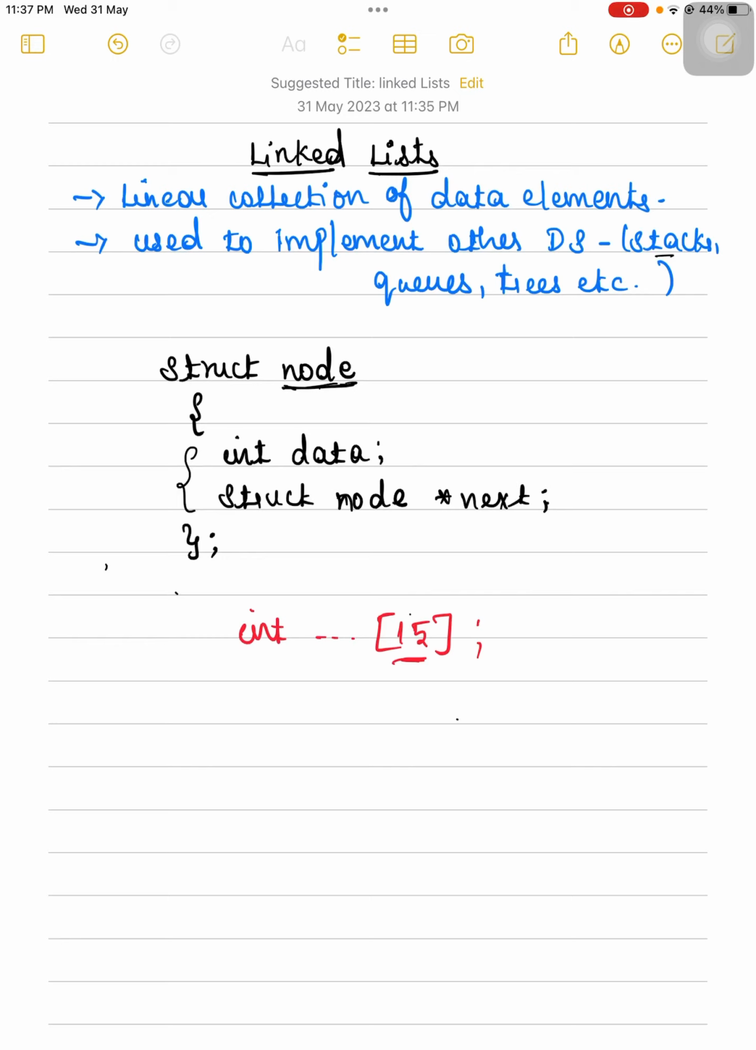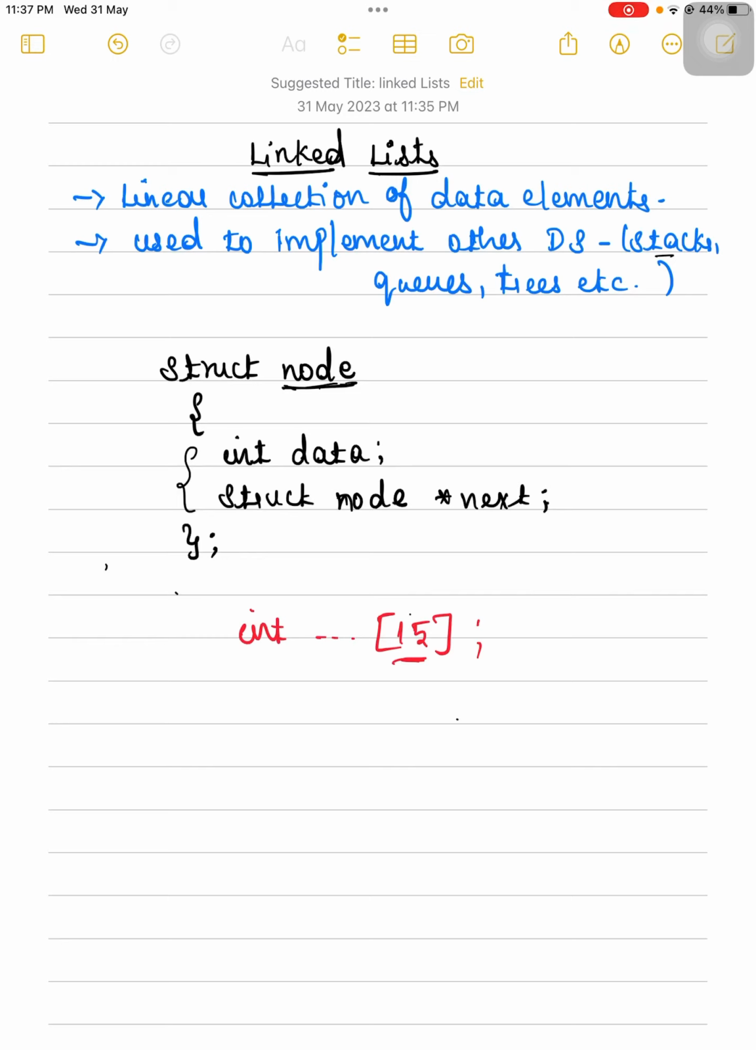Also, unlike an array, insertions and deletions can be done at any point in the list in constant time. We don't have any restrictions here, because we are not declaring the size in advance in the linked list. So we can store any number of data elements in the list.